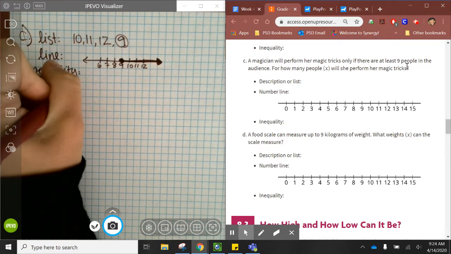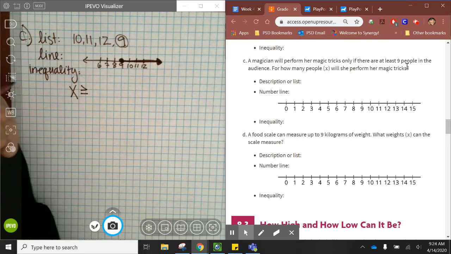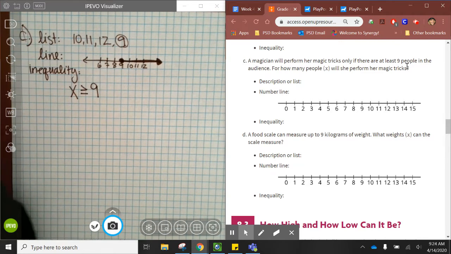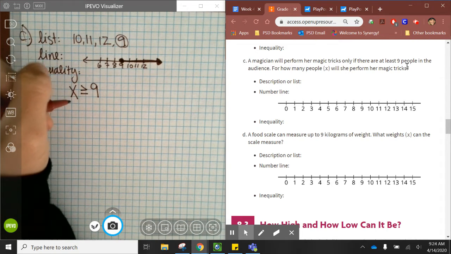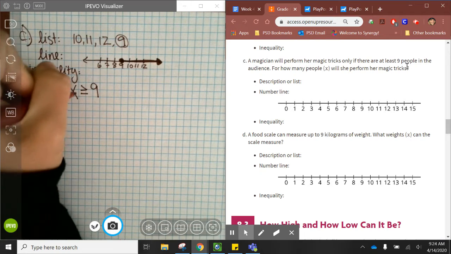So our inequality is x is going to be any values that are greater than or equal to 9. Okay, any numbers including 9. 9 works for this, right? If she has at least 9 people in the audience, she's going to do it, right? And that could be 9.